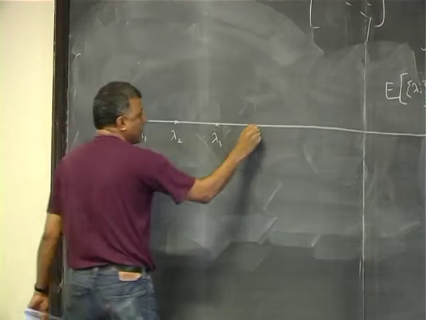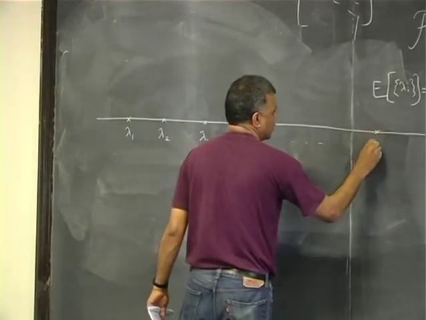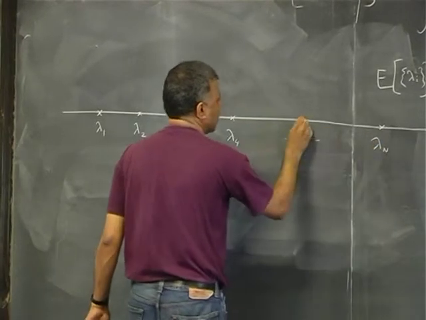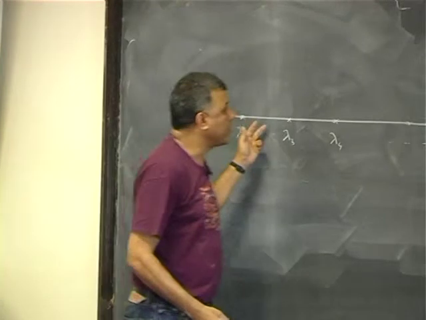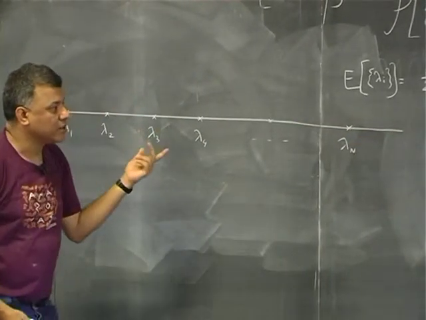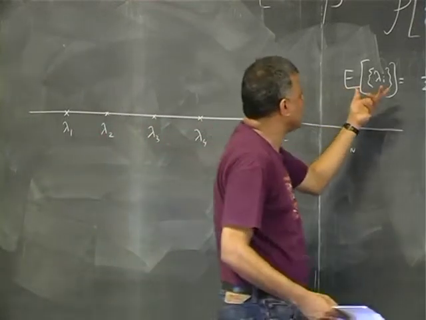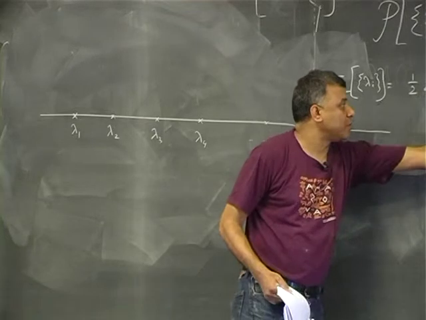So if I think of any particular configuration of these lambdas, you can think of them as point charges sitting on a line, okay? And they are interacting. And this is the total interaction energy. So it has two parts. There's this part and that part.